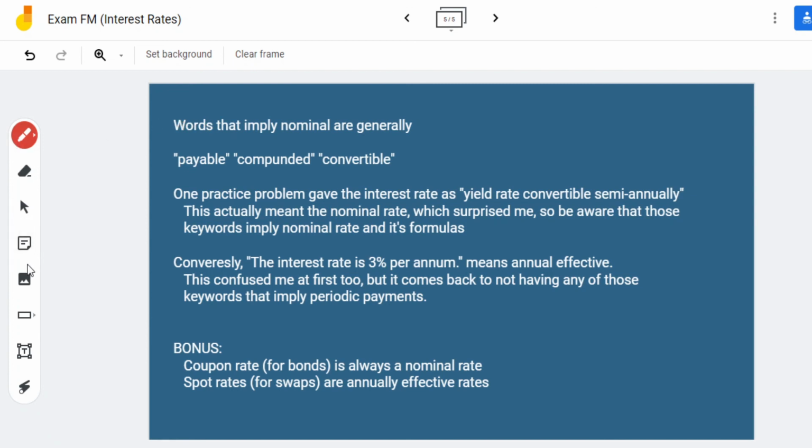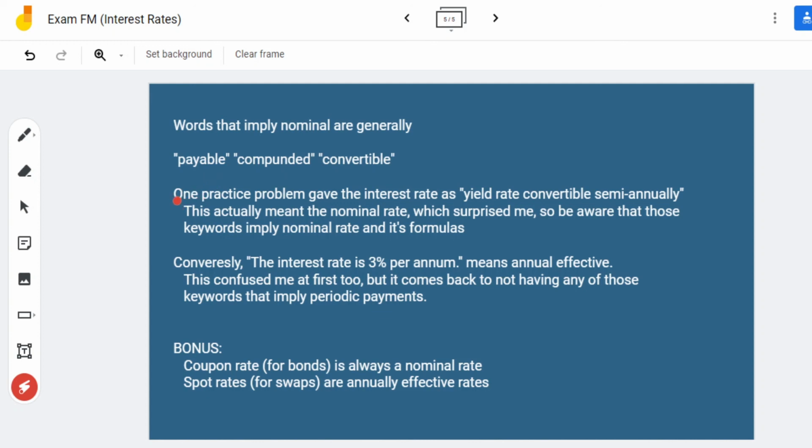All right, so let's just move on. Now I'm just going to go over some stuff with you that you'll find interesting. Words that imply nominal are generally payable, compounded, convertible. You'll also see nominal just straight up. They'll sometimes just say nominal rate, and that's lovely. But this is important: these keywords signify nominal. They imply it, even if it's not clear.